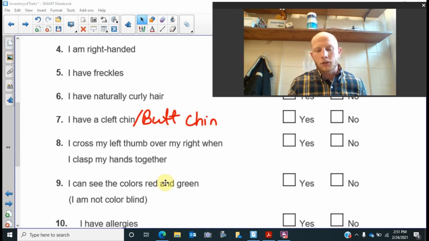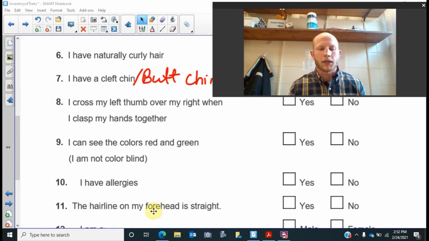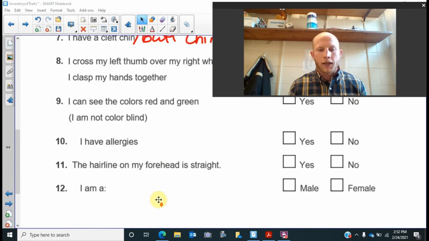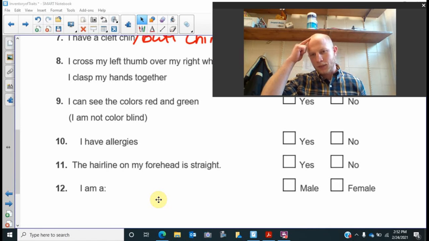I can see colors red and green. So colorblind people, mainly males, get this. It's not that they see black, white, or gray. It's hard for them to distinguish between colors red and green. I have allergies of any sort. Do you have to take allergy medicine during the spring? Are you allergic to peanuts? Something like that. The hairline on your forehead, is it straight? So like I hardly have any hair up here, but do you have a widow's peak? So it kind of goes up, then it comes back down at a point, then it goes back up. That would be a widow's peak. So that's not a straight hairline, where a straight hairline is obviously straight across.